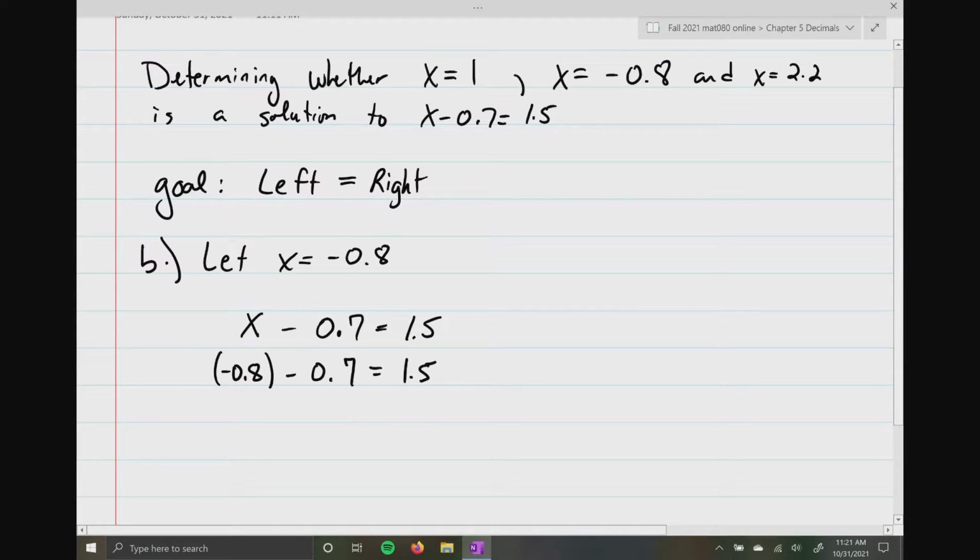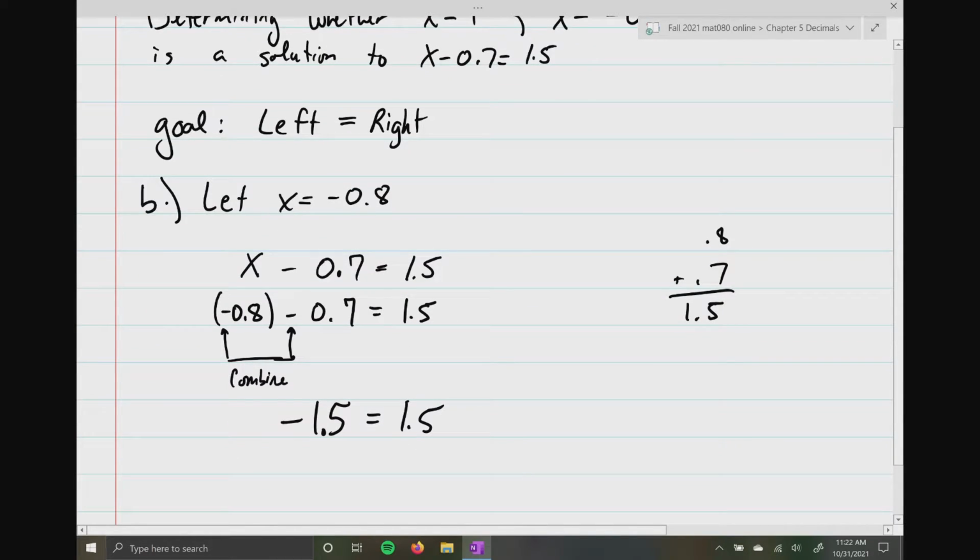So we have negative 0.8 minus 0.7 equals 1.5. And remember, when the signs of the numbers are the same, you combine them and keep the sign. So 0.8 plus 0.7 is going to be 1.5, and we keep the sign, so this is going to be negative 1.5 equals 1.5. Now, the only thing here is 1 is negative, 1 is positive, so they're not equal to each other. So the answer here is no. X equals negative 0.8 is not a solution.